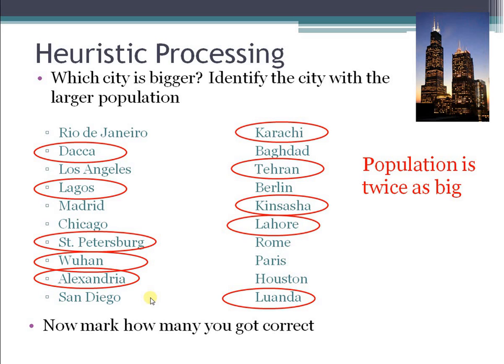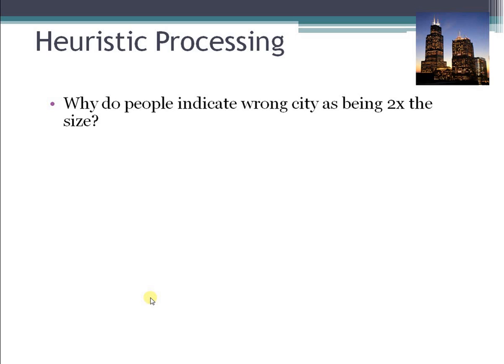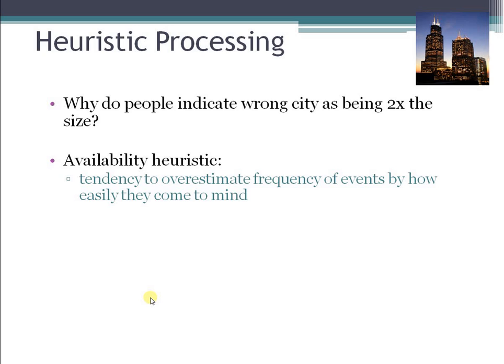Now, based on my experience of doing this in face-to-face classes, typically students end up getting one or two of these correct. There's 10 possible pairs, and usually students end up getting one or two correct. So the question becomes, and as I'm sure you've seen, you probably got a lot of it wrong as well, why is it that people are indicating the wrong city? Why is that happening? And this has to do with what we call the availability heuristic, right?